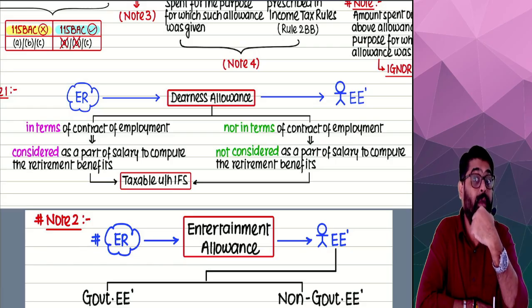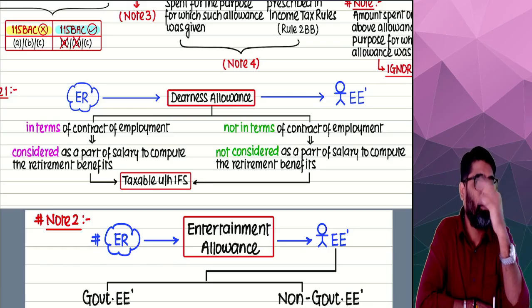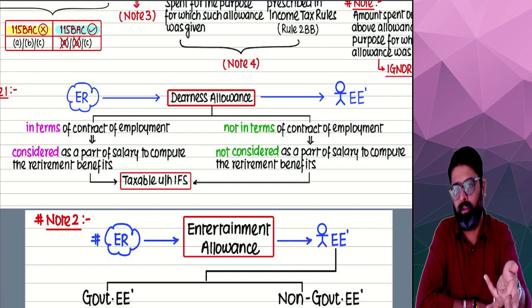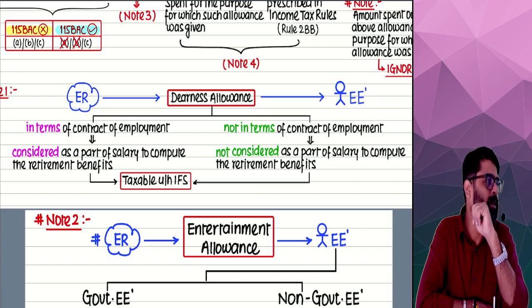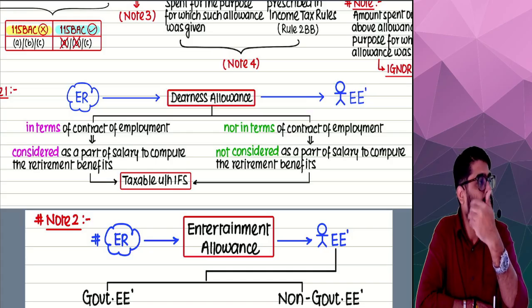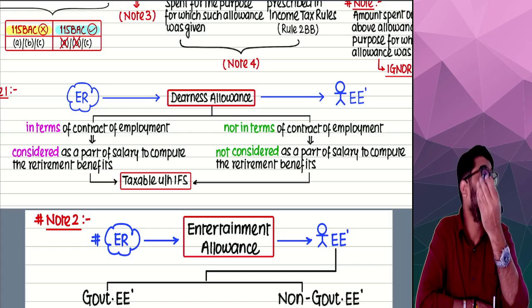Which is better to take? Always in terms. Why? Because whenever you retire, you're not going to retire today itself. You're going to retire after some years. So at the time of retirement, you're going to get different types of retirement benefits, like gratuity and leave encashment, yes or no? Different types of retirement benefits. You are going to get provident fund.